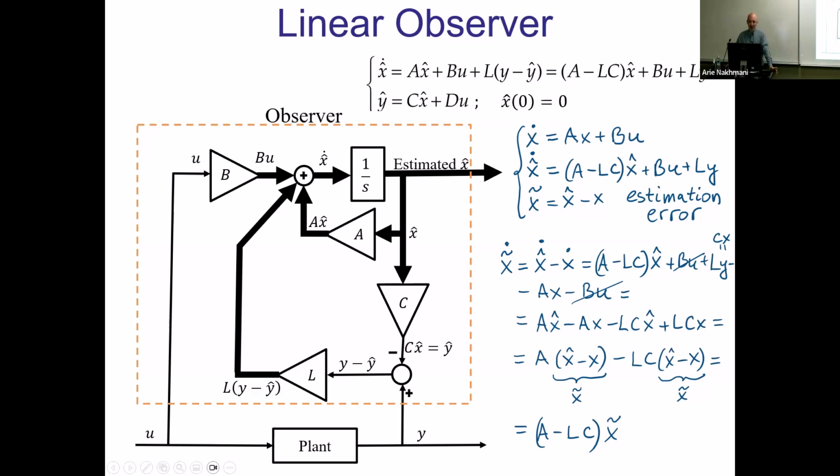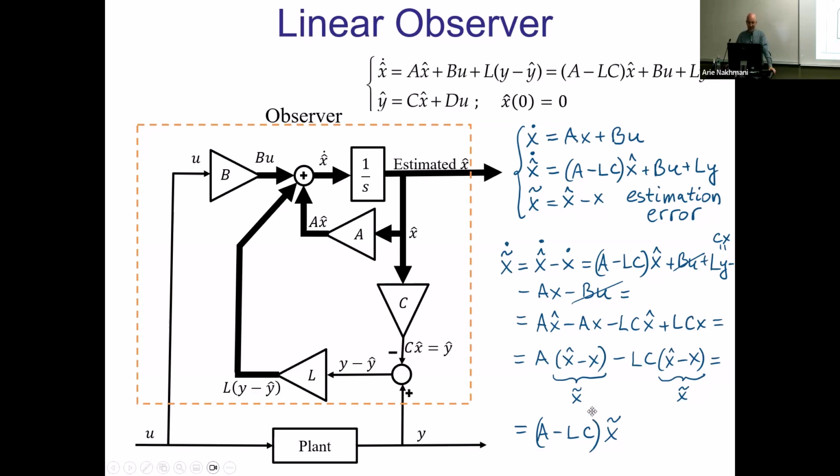Okay, so far? Now I can combine it: A here and A there, and you have LC here and LC there. The same coefficient multiplies it, okay? So I can write it like that. And what I have in parentheses here is X tilde again. So I wrote X tilde dot as a function of X tilde, and this is how it looks. X tilde dot equals (A minus LC) X tilde. As simple as that. Everything else canceled out.